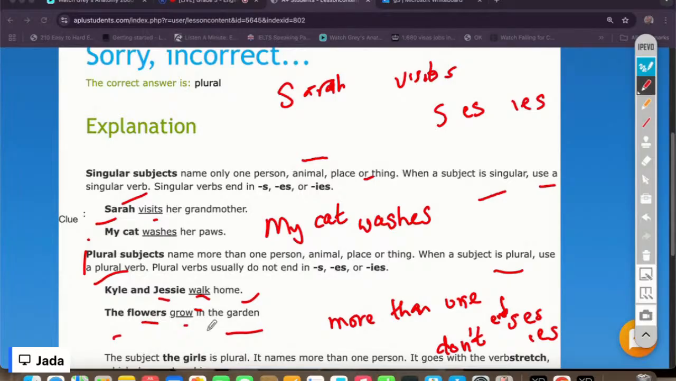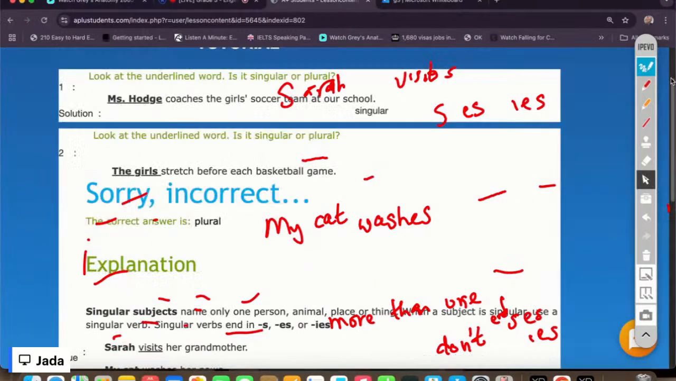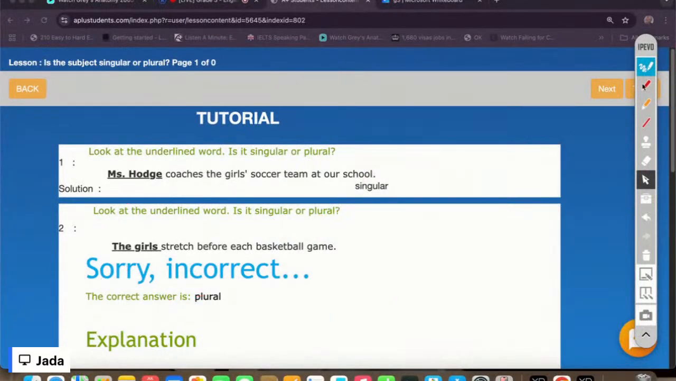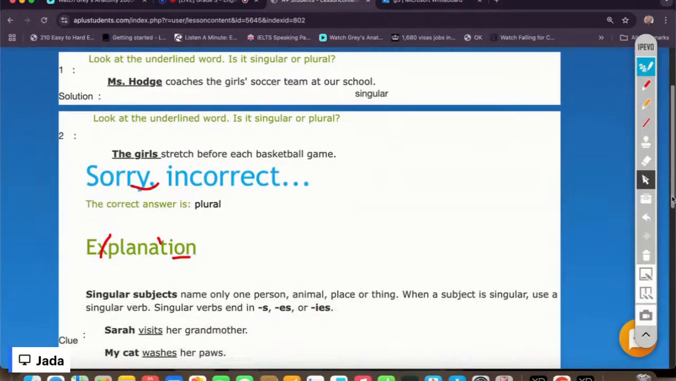All right, let's look at some of the examples. Look at the underlined word. Is it singular or plural? "Miss Hodge coaches the girls soccer team at our school." This now is just one person, Miss Hodge. Now we have "The girls stretch before each basketball game." Now the girls is what? Plural, because even the verb is a plural verb without s.